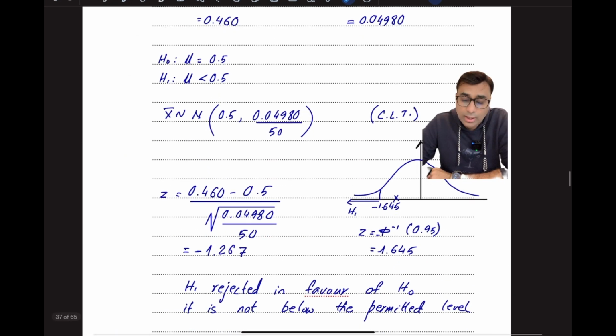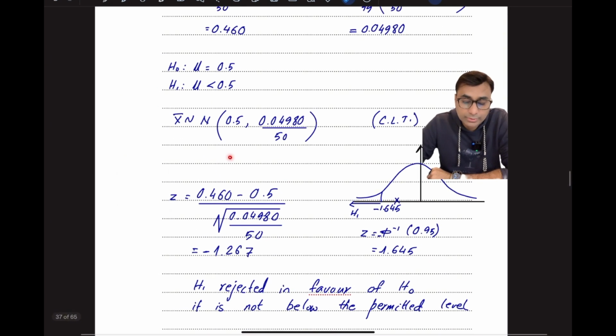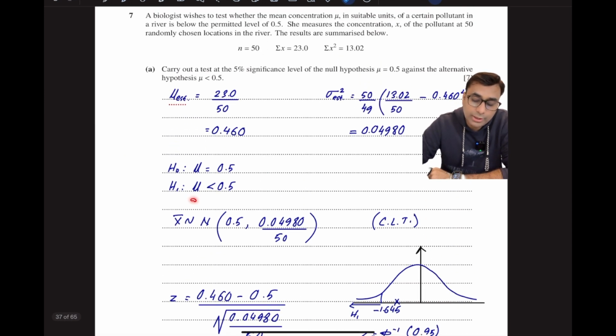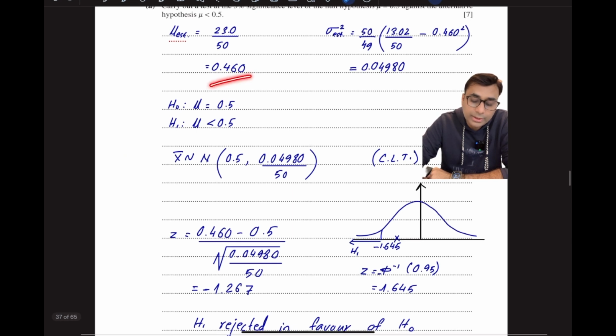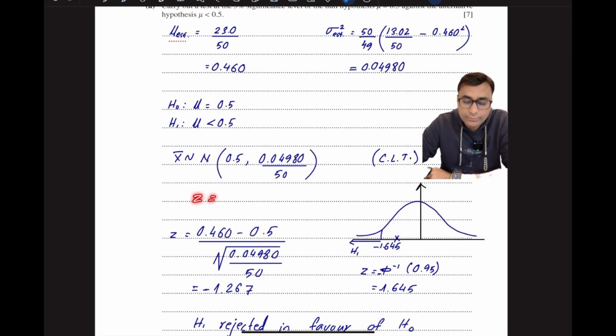So the mean is going to be 0.5 and the variance is going to be 0.04980 divided by n, which is 50 in this case. Now, after I have written down the distribution, I know that I have to perform a one tail lower tail test with 5% significance level. So I'll find out the critical value of Z and that comes out to be negative 1.645 by looking at the normal table. And then when I perform calculations on the sample mean that I got over here and I put it in this Z formula, Z is equal to X bar minus mu over sigma over under root n, I get Z as negative 1.267.